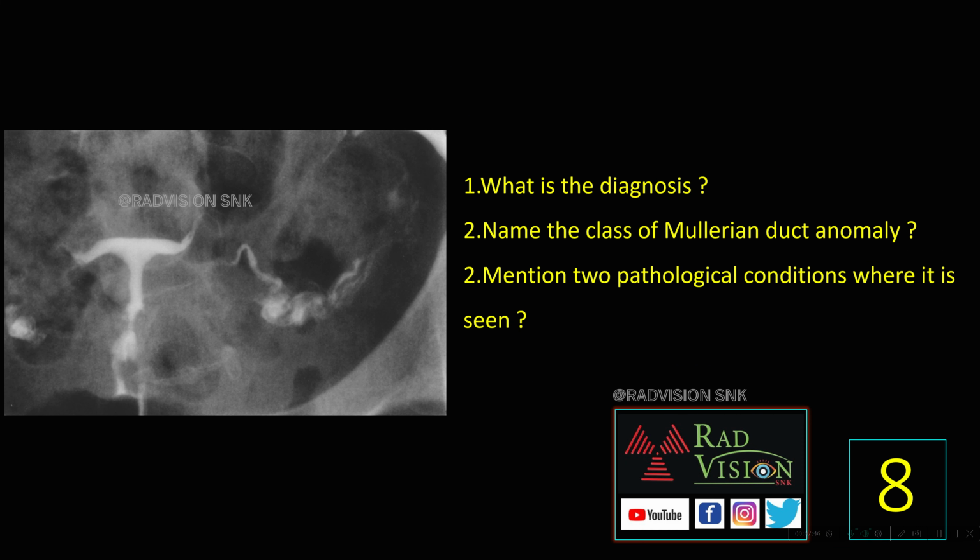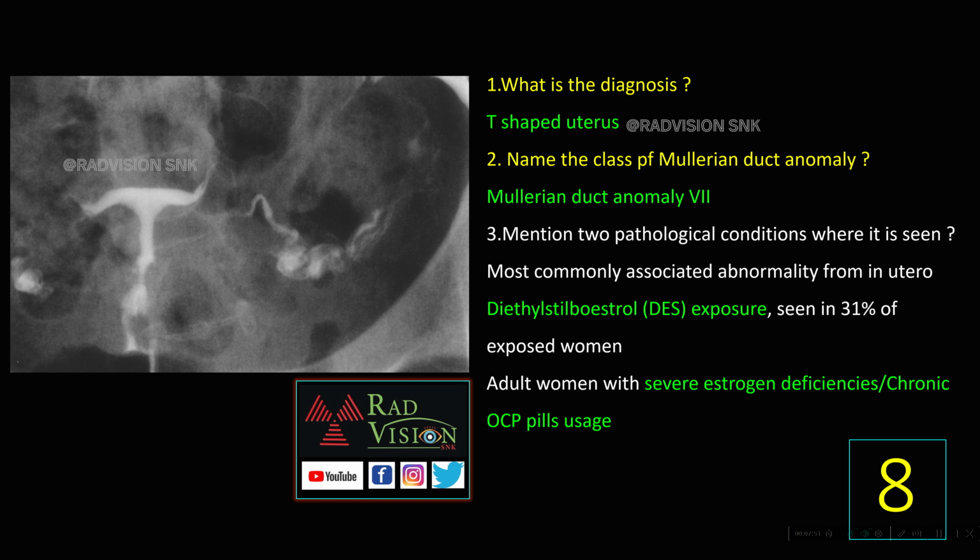Coming to the last case. So what is the diagnosis? Name the class of Müllerian anomaly. Mention two pathological conditions where it is seen. So you can typically see a T-shaped uterus. You can see this is the T-shaped uterus. Name the class of Müllerian anomaly. It is Müllerian anomaly class 7.